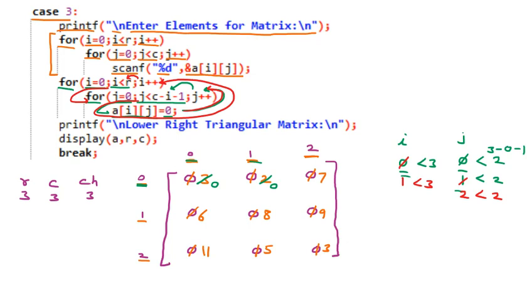Now here again c minus i minus 1. So j is already started with 0, but 3 minus 1 which is what? 3 minus 2 which is 1. So is 0 less than 1? True. It will come down and a[i][j] will be 0 this time. So what is a[i][j]? A11. Sorry, A10. So this 10 will be replaced with the 0.